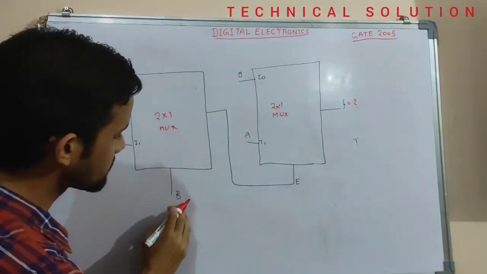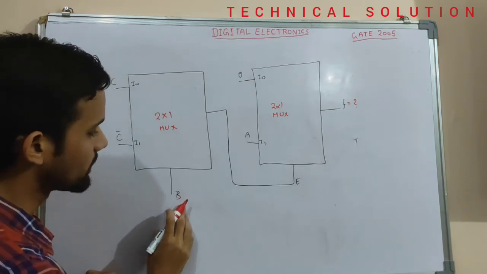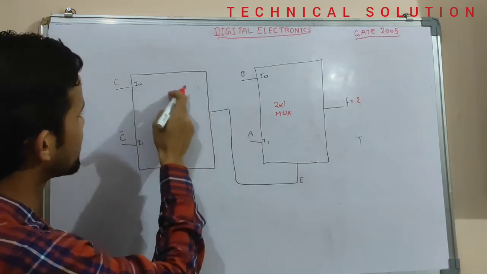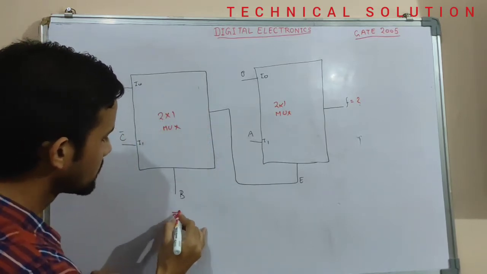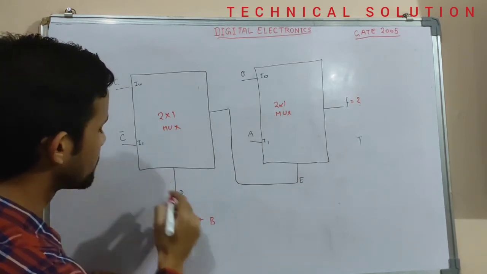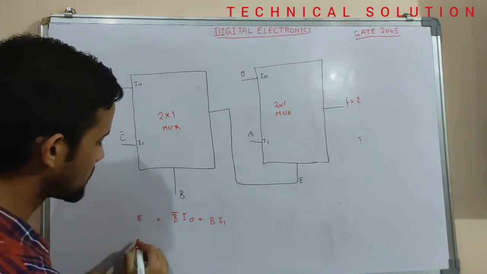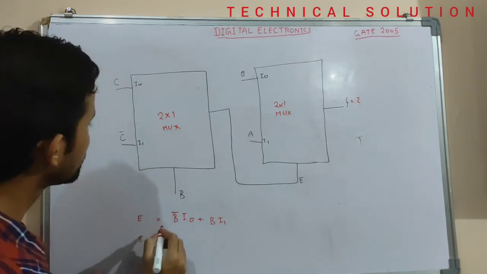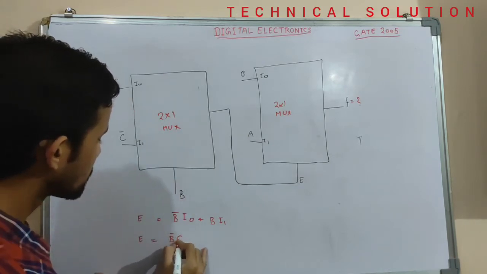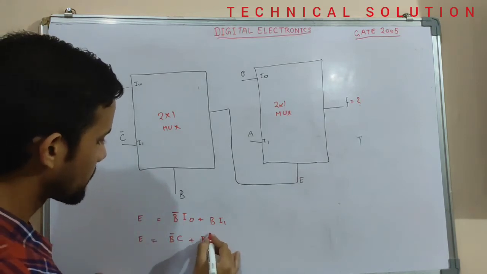Okay, here there is only one selection line. So there are two possible combinations, that is B bar and B. If it is B bar, then this I0 is passed. Okay, and if it is B, then this I1 is passed. Okay, this will become E. Okay, so let us write this first. This E equals B bar, and this I0 is equal to C. Okay, next is B, and this I1 is equal to C bar.